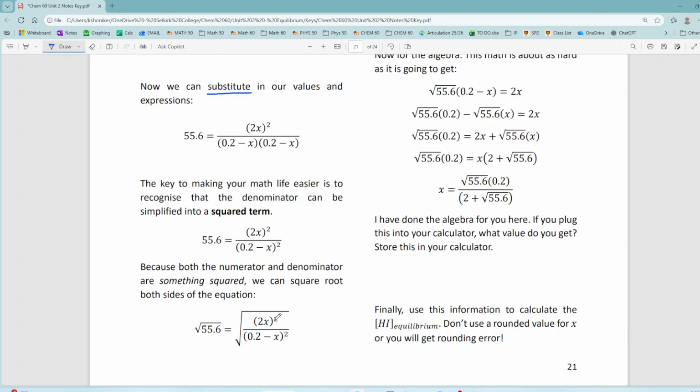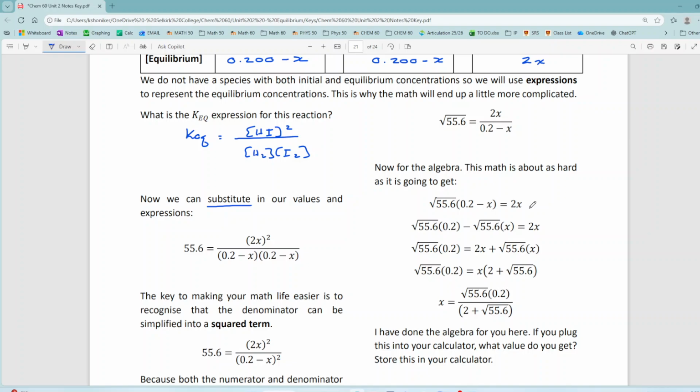Then because they're squareds, we can take the square root of both sides, and now we end up with this. Okay, so this is fine. This is where you guys could have come up with the after part A. And the next step isn't even going to change. We're going to multiply both sides by 0.2 minus x. We get root 55.6 times 0.2 minus x is equal to 2x.